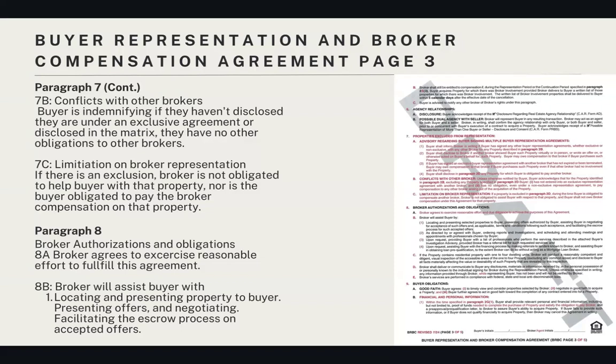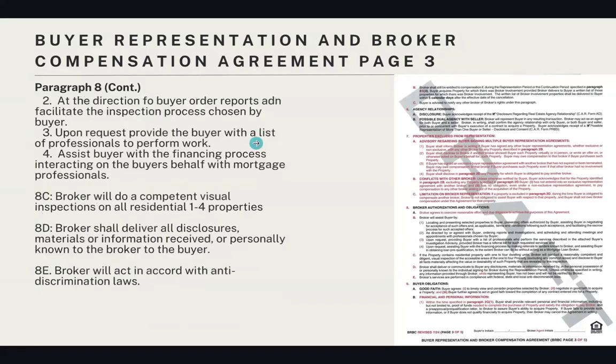Paragraph 8, broker authorizations and obligations. 8A, the broker agrees to exercise reasonable effort to fulfill this agreement. So this is talking about what the broker's responsibilities are. Broker will assist the buyer with locating and presenting property to buyer, presenting offers and negotiating, facilitating the escrow process on accepted offers. Paragraph 2, at the direction of the buyer, they will order and facilitate the inspection process chosen by the buyer.